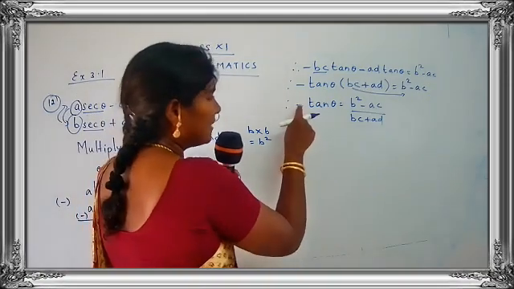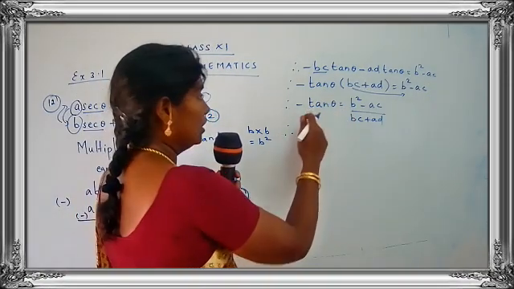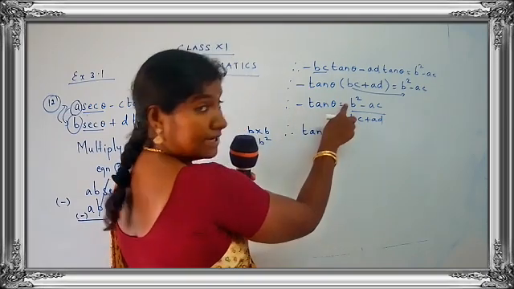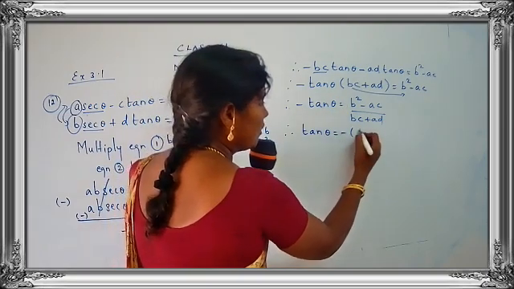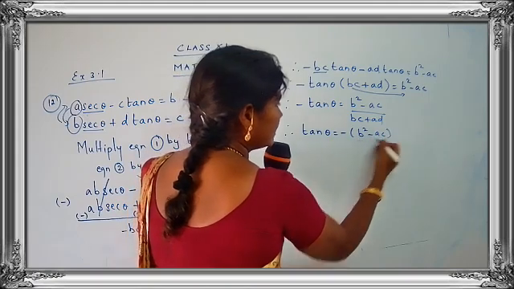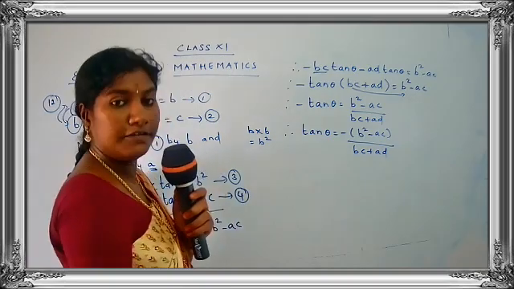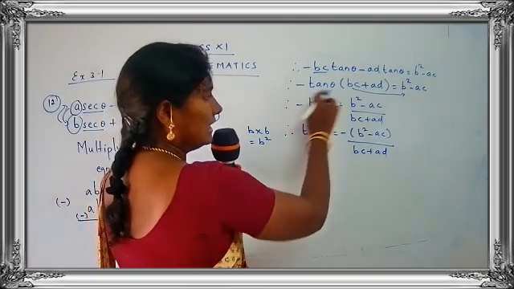So, what I am going to do is, I am just going to multiply by minus. So this will become tan theta is equal to, the minus sign comes to this side. Okay, children? So, minus of (B square minus AC) upon (BC plus AD). Are you clear with this step? I hope you are clear with this step, yes, children?